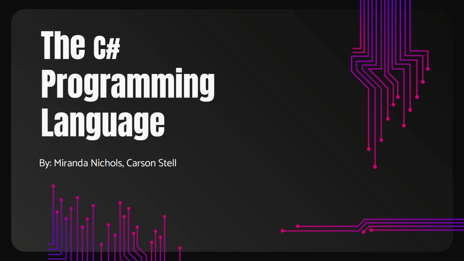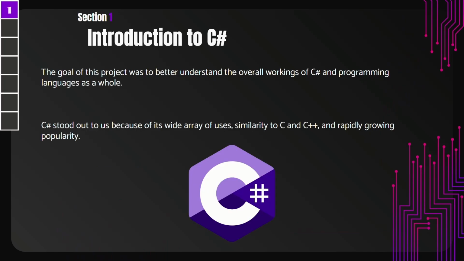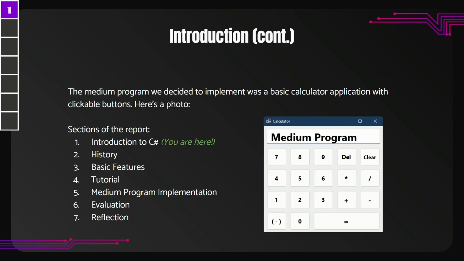Hello, this is our project, C Sharp Programming Language, by Miranda Nichols and Carson Stell. The goal of this project was to learn about C Sharp and how it works, and to better understand programming languages as a whole. C Sharp stood out to us because it has a wide range of uses with similarities to C and C++, and it is rapidly growing in popularity.